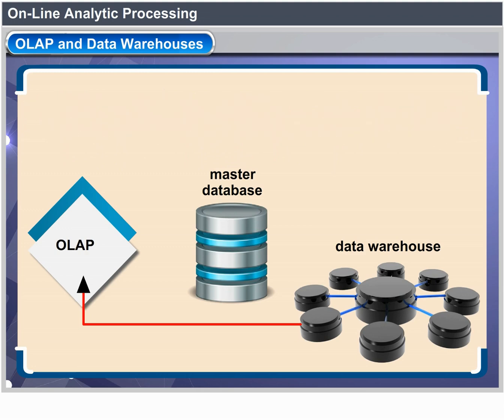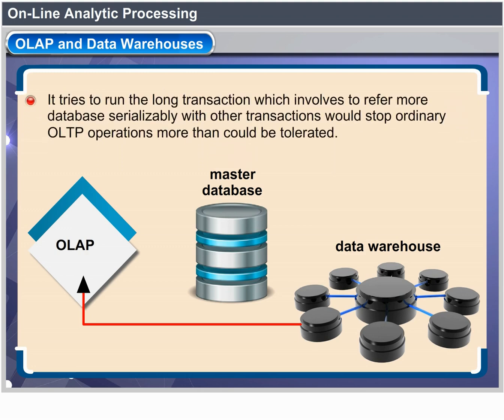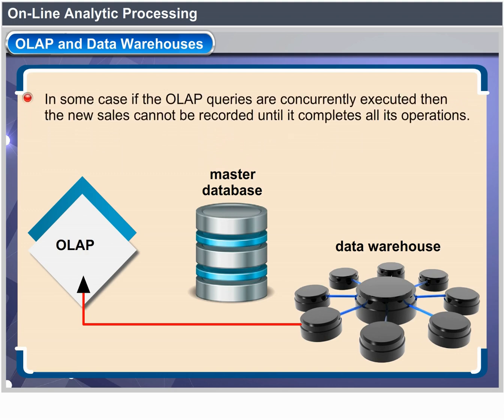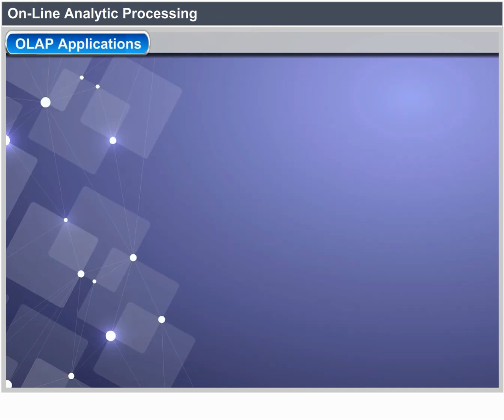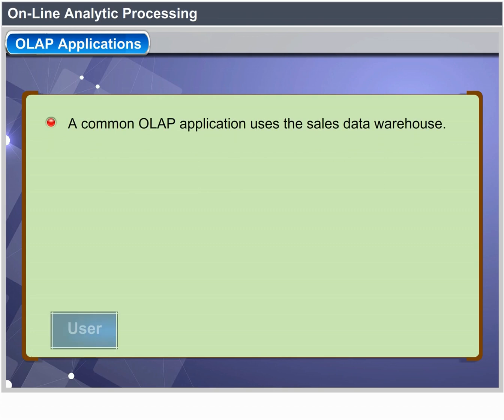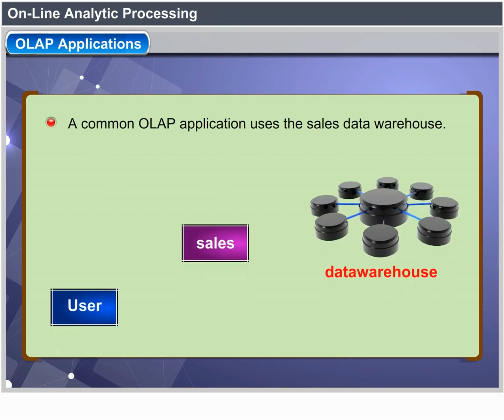Trying to run a long transaction that needed to touch much of the database serializably with other transactions would stall ordinary OLTP operations more than could be tolerated. For instance, recording new sales as they occur might not be permitted if there were a concurrent OLAP query computing average sales. OLAP applications. A common OLAP application uses a warehouse of sales data.